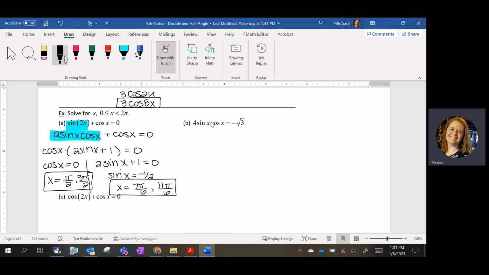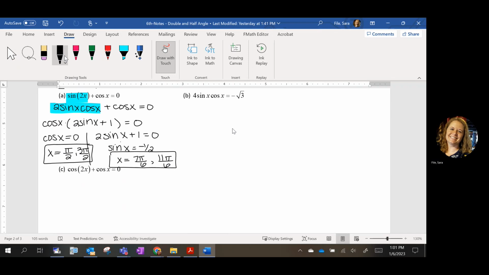Okay, so I'm going to skip B for now. I'm going to go down to C. Go ahead and answer this one. I'm going to replace the cosine 2x. I'm going to use the cosine double angle. You've got 3 options. There's 3 cosine double angle formulas. So look at what the rest of your equation is and try to decide when you substitute that with the identity, which one's going to benefit you, make it easier to solve.